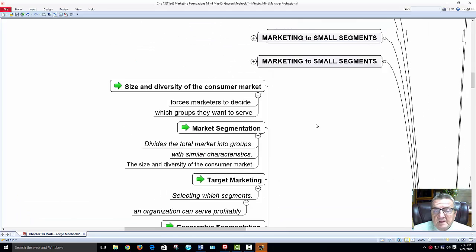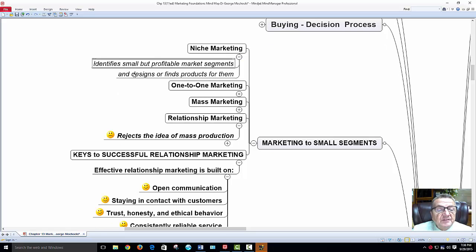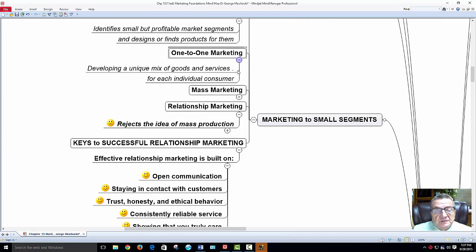Okay, now marketing to small segments, real quickly. Niche marketing identifies small but profitable market segments and designs products for them. One-to-one marketing, that's usually sales, develops a unique mix of goods and services for each individual consumer. Like makeup, where they'll take a test on your face, analyze it, and give you just the right mixture of natural, organic protein or vitamins, whatever, to take the wrinkles out of your face. You see how it worked on mine? I'm just kidding.